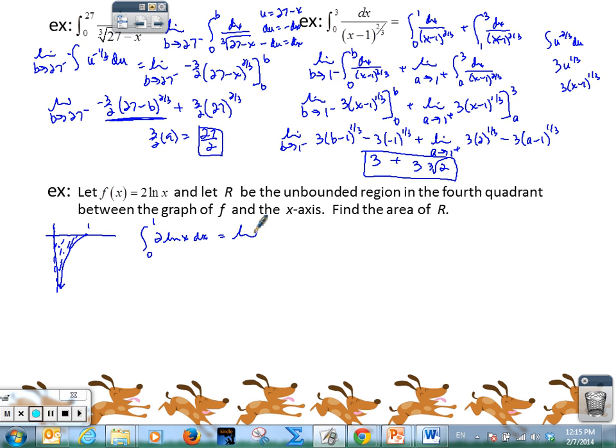So limit as a approaches 0. Are we coming from the right or the left? We're coming from the right. Integral of a to 1 of 2 natural log x dx. Now, some of you have integrated ln x enough times where you have it memorized. I'm not going to assume that. We would do integration by parts on this one.